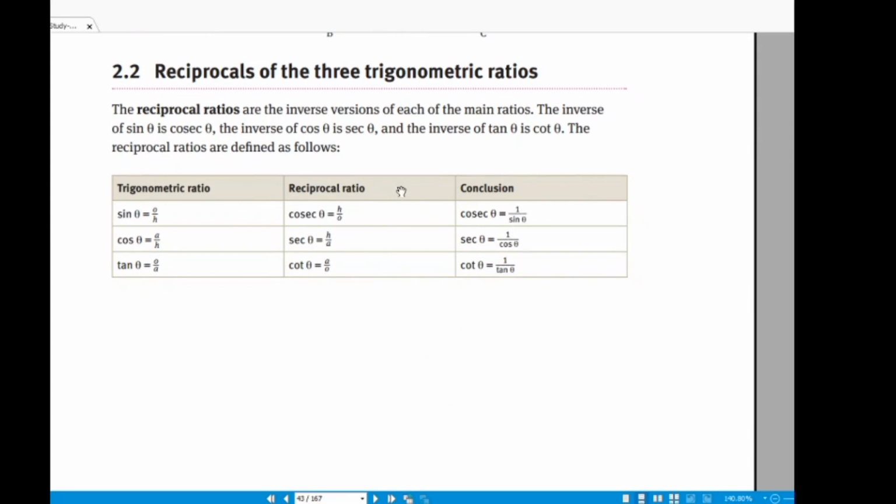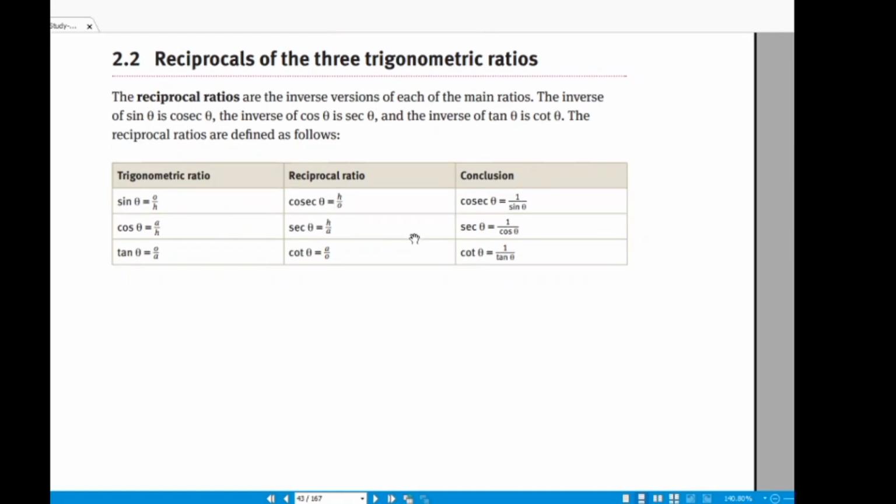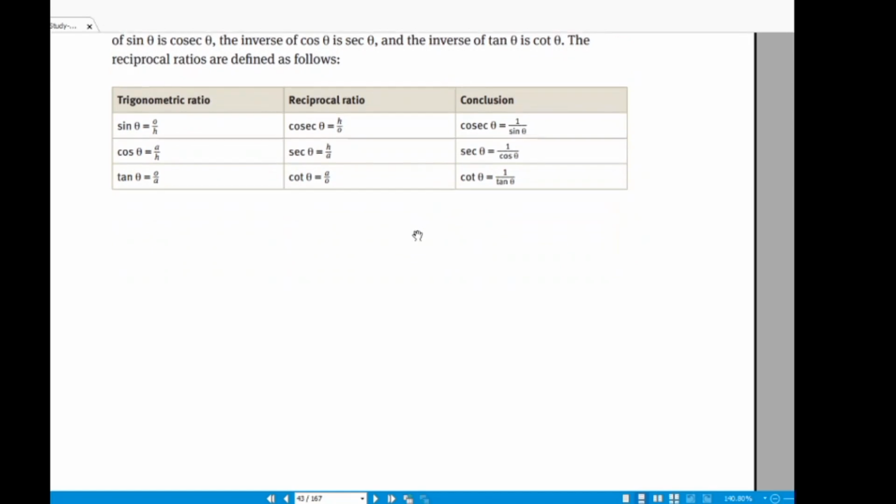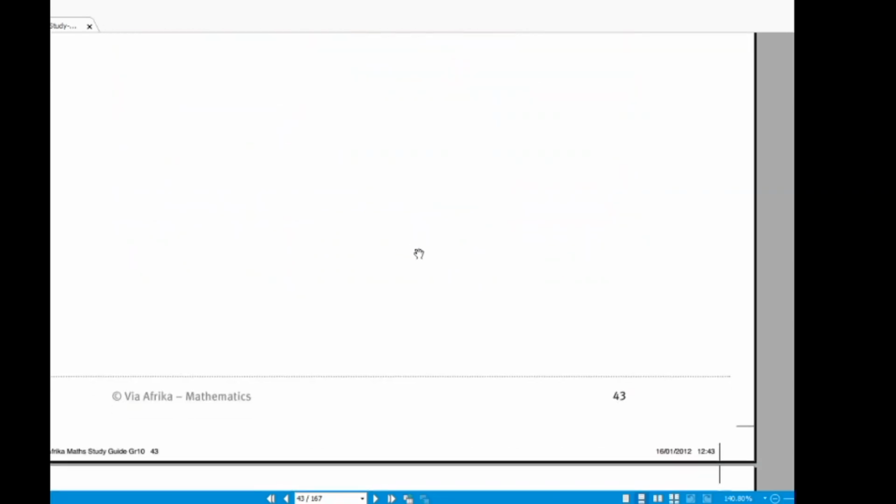These are only examinable in grade 10. When you get to grade 11 or grade 12, they will not ask about these reciprocal ratios anymore.